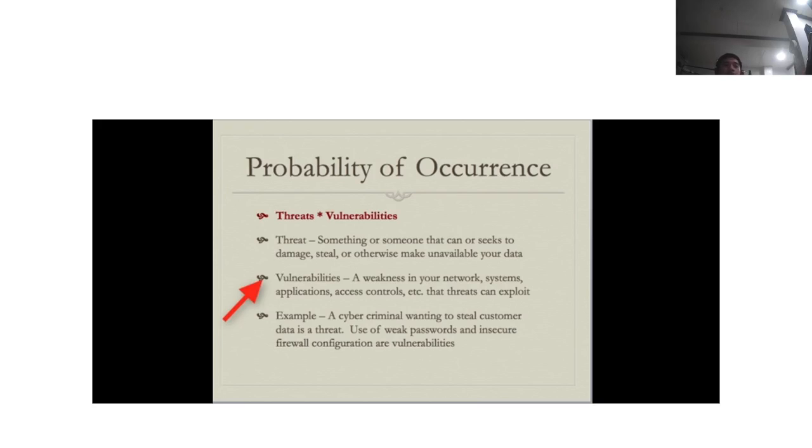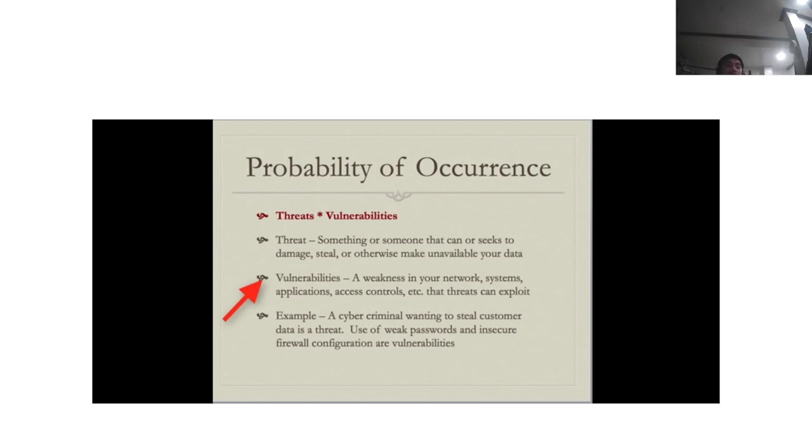An example of a threat exploiting a vulnerability is a cyber criminal wanting to steal customer data. That's a threat. The use of weak passwords and insecure firewall configurations are vulnerabilities. It's important to note, as we go through the rest of the lecture and this class, that you have to understand the difference between threats and vulnerabilities.